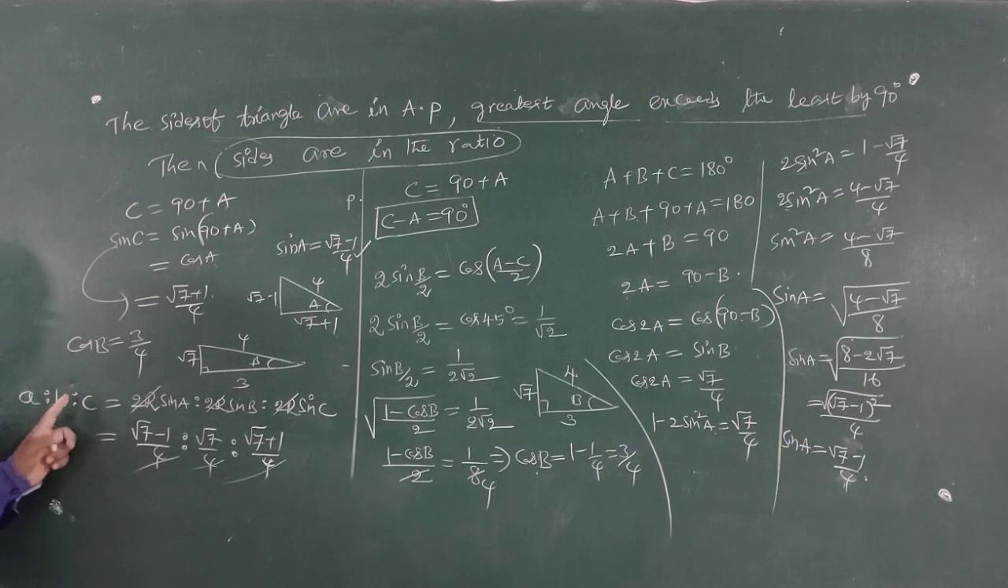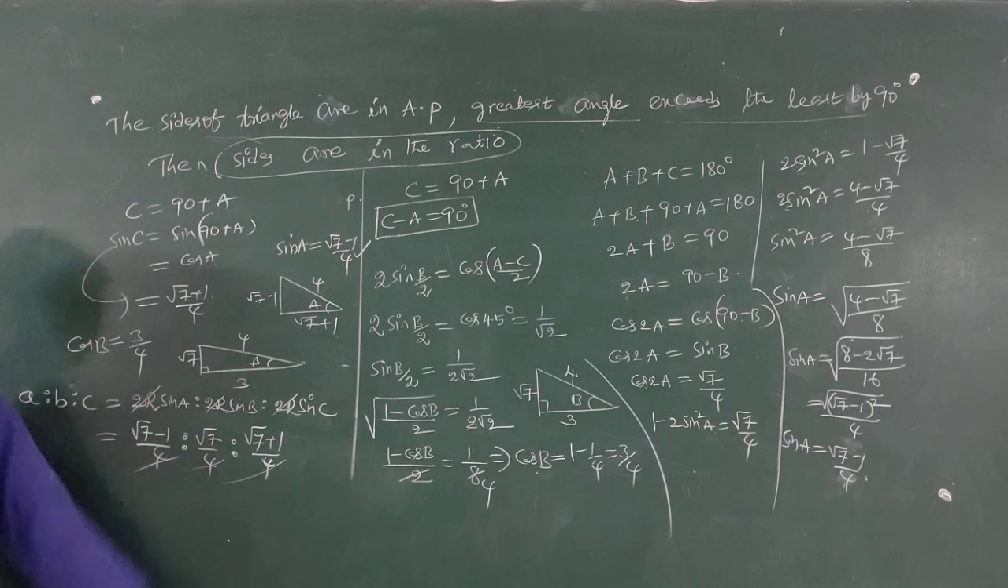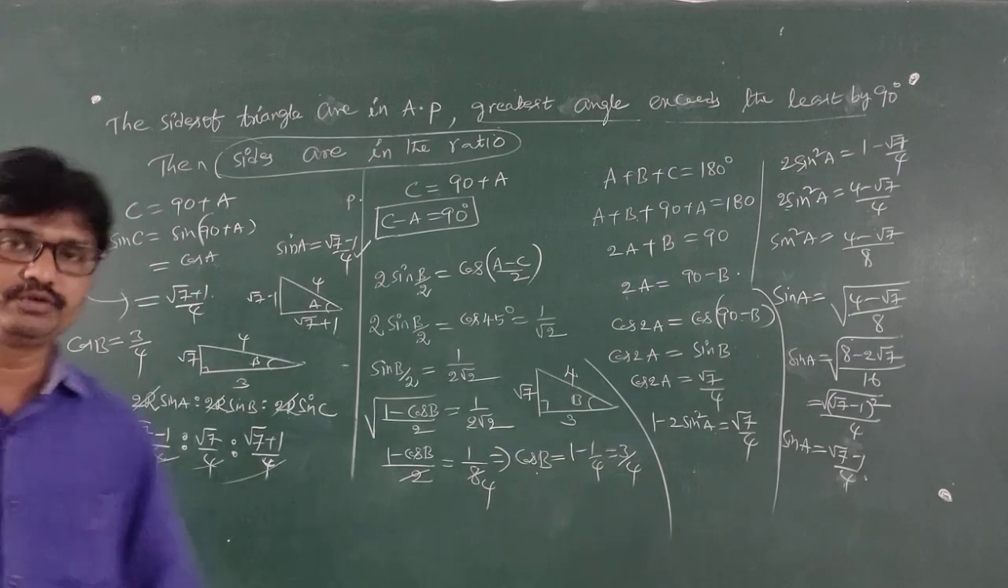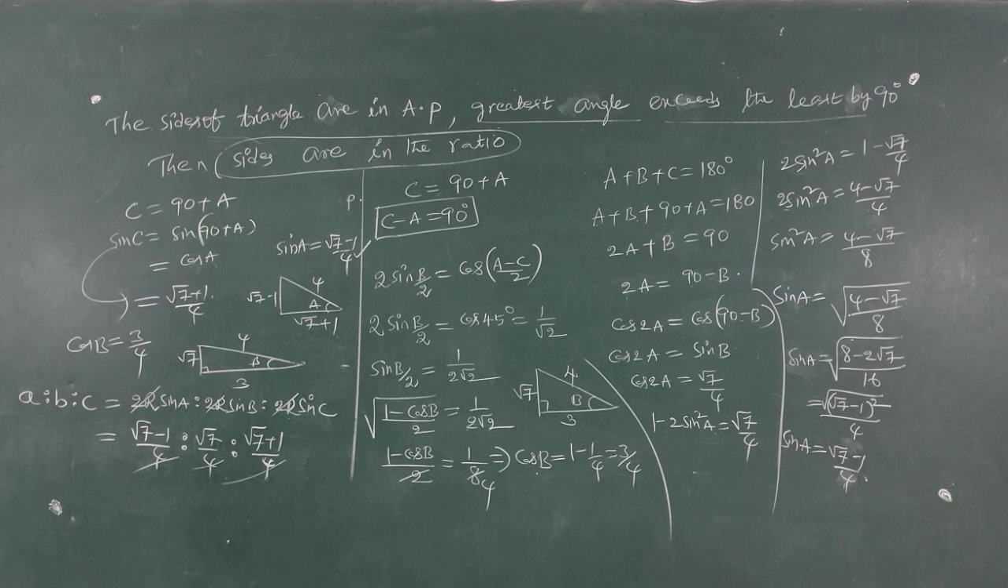The sides are in the ratio root 7 minus 1 is to root 7 is to root of 7 plus 1. Okay students, is it clear? Write down.